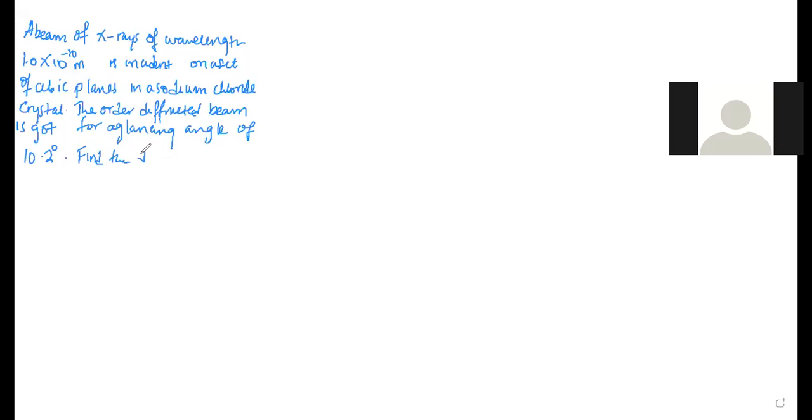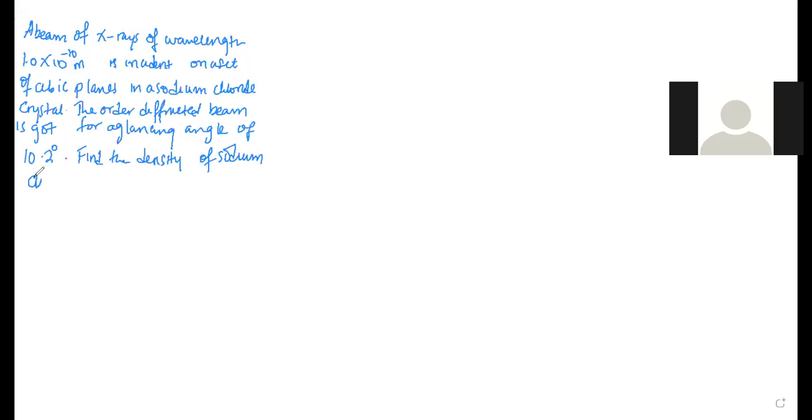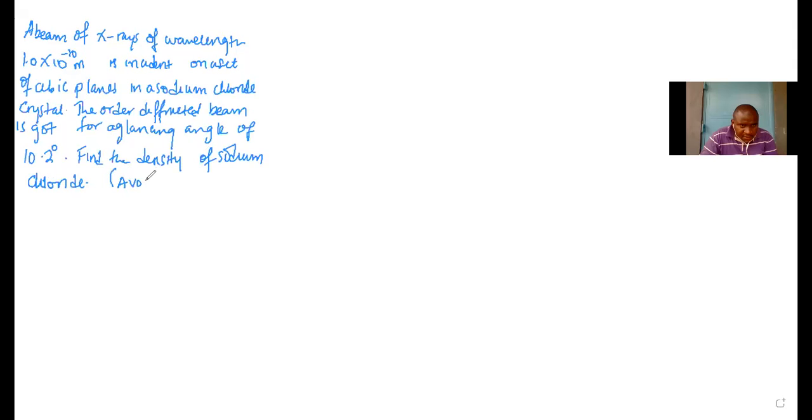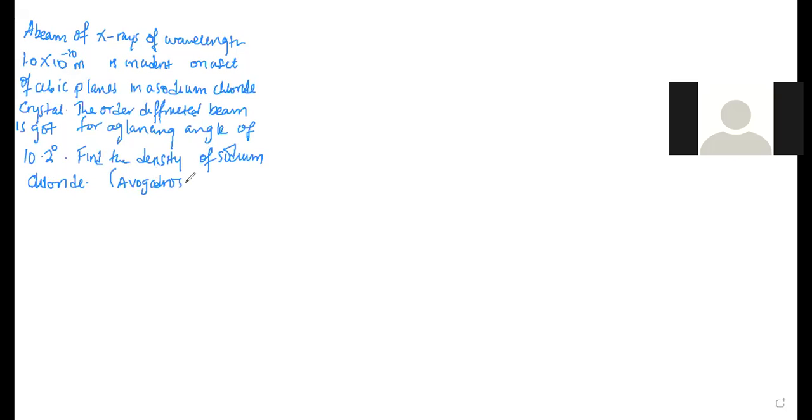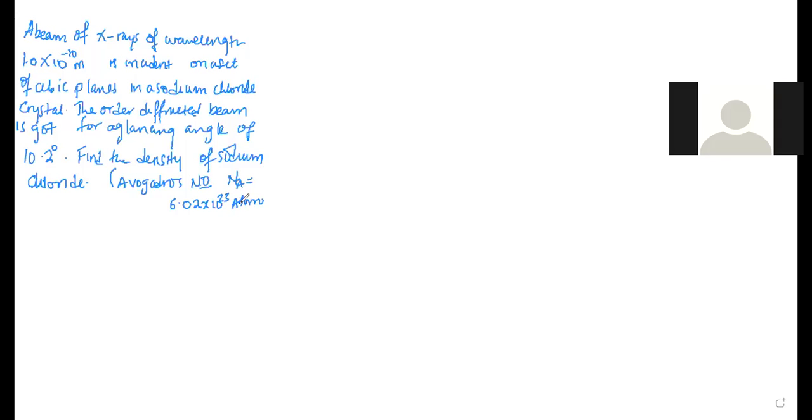Find the density of sodium chloride. Avogadro's number, Na, is equal to 6.02 times 10 power 23 atoms. This is our number.